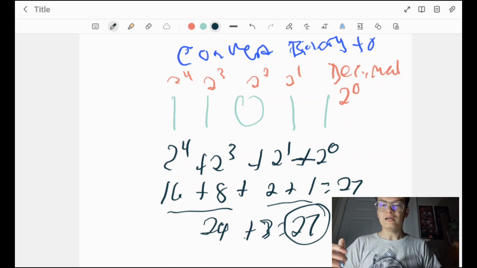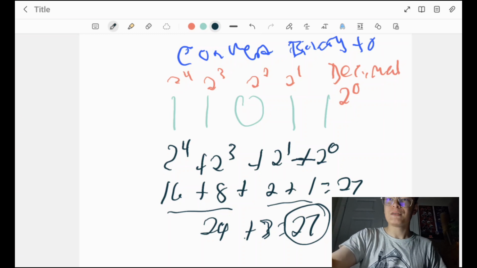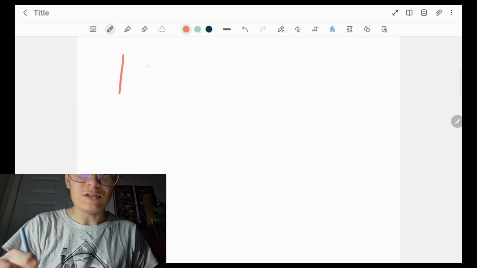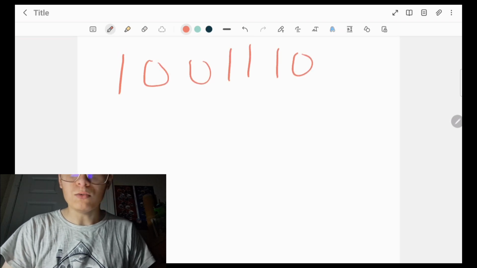So in this video, I'm just going to be converting binary to decimal, and then I'm going to do another video that's going to convert decimal to binary. So let's do another example. So for my next example, I'm going to use red. It's 1, 0, 0, 1, 1, 1, 0.